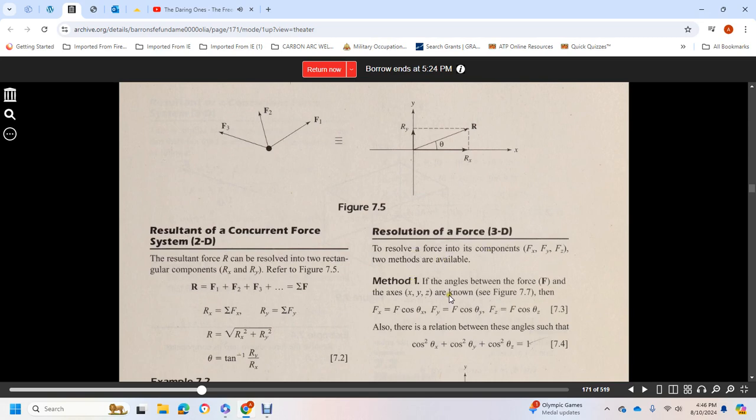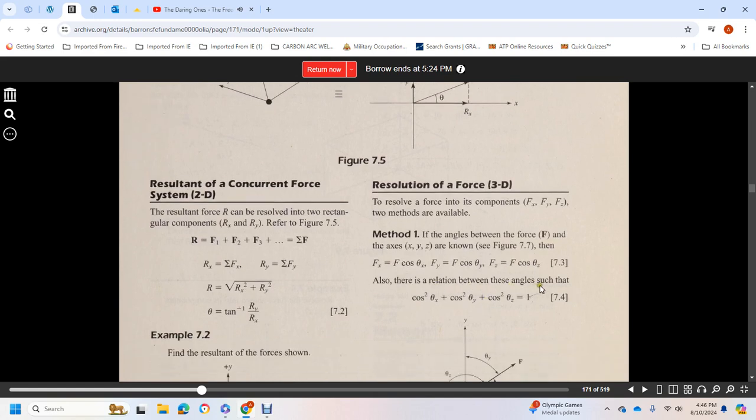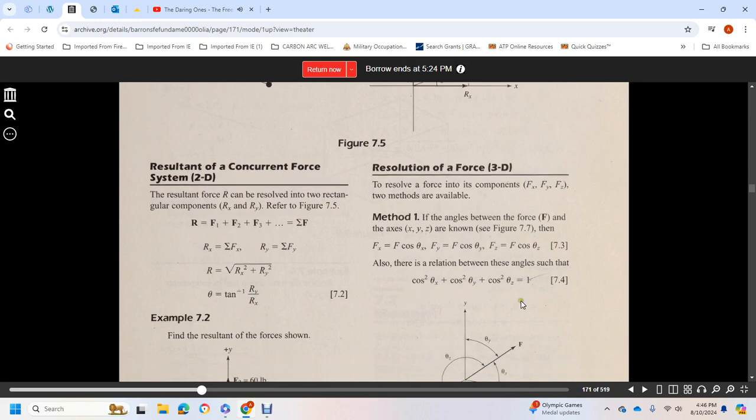Resultant force in 3D: the force is resolved into components along x, y, and z. Two methods are available. If the angles between the force F and the x, y, and z axes are known, as shown in figure 7.7, then force x is equal to F cosine theta x, force y is equal to F cosine theta y, and force z is equal to F cosine theta z. Also, the relation between the angles is that cosine squared theta x, plus cosine squared theta y, plus cosine squared theta z equal 1.